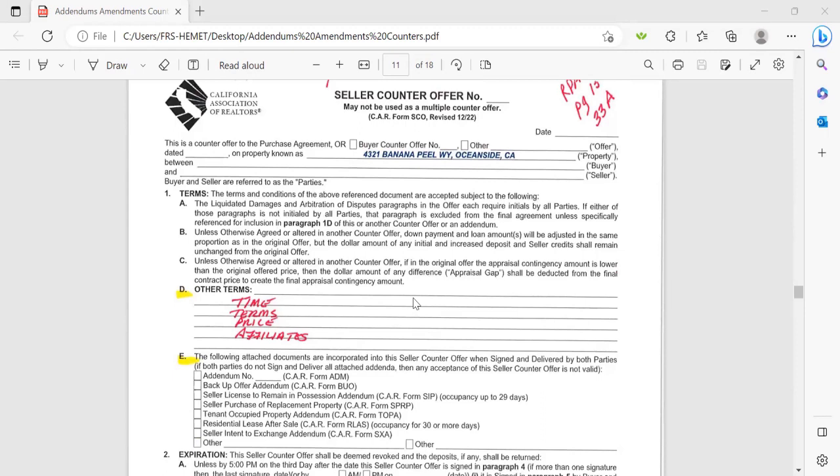Okay, let's talk about counteroffers. These are easy, but they're easy to fill out, okay? But let me explain to you. A counteroffer, and some people don't understand this, and you should, is actually a no on the offer.